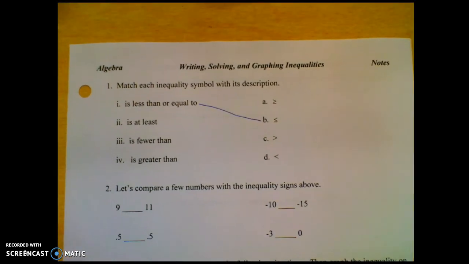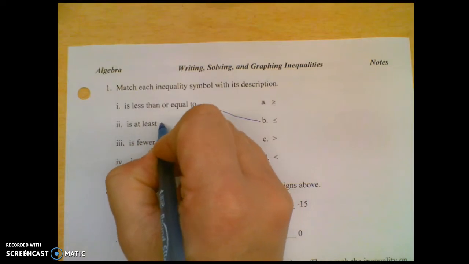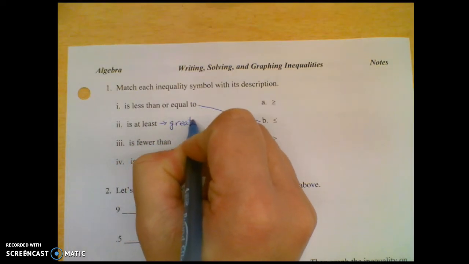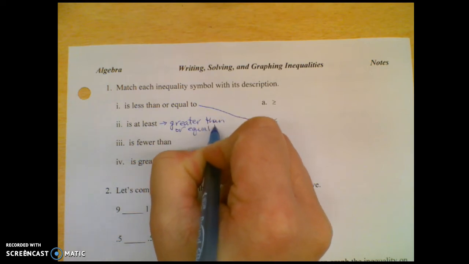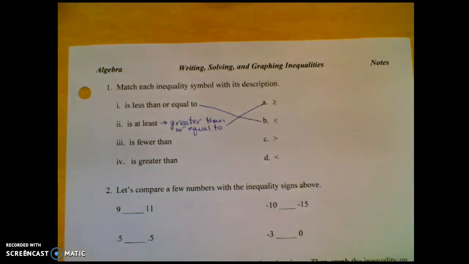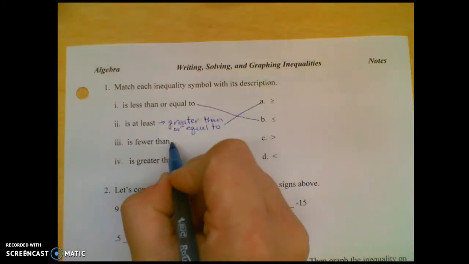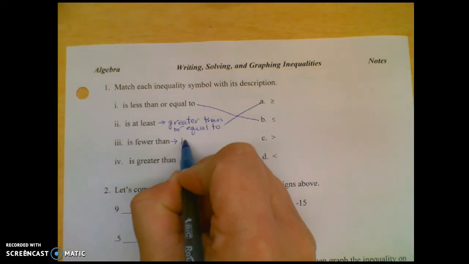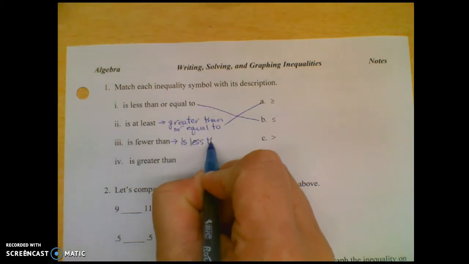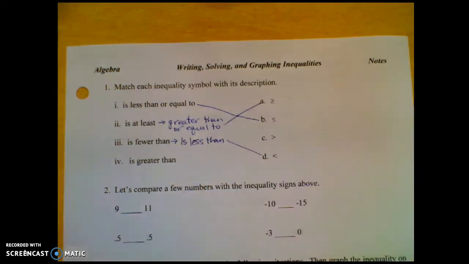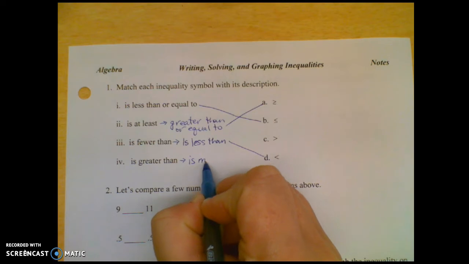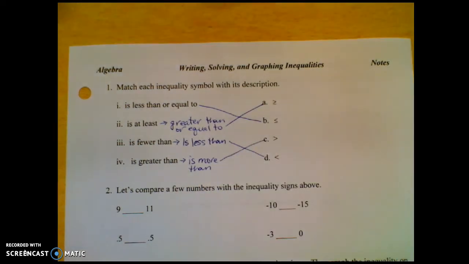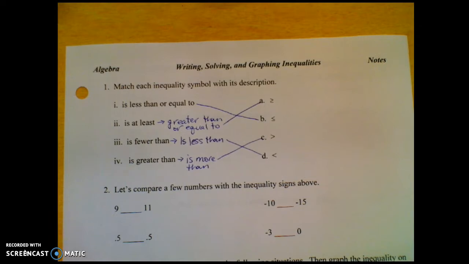Is at least means greater than or equal to, which is A. Is fewer than, it's the same as is less than, which is symbol D. And is greater than, we could also say is more than, is the symbol. And less than points to the left.